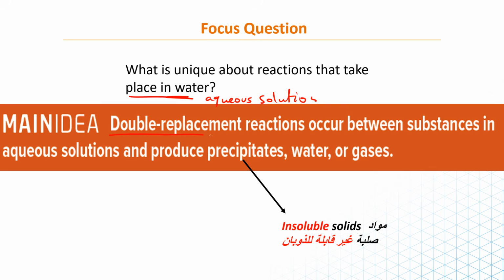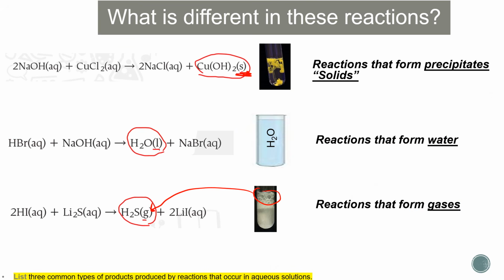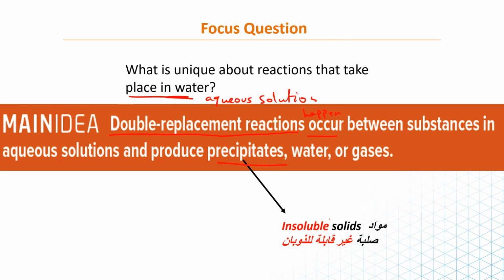So again, I told you we are talking about double replacement reactions. So double replacement reactions occur, meaning happen, between substances in aqueous solutions and produce a precipitate, a solid, like this, solid, okay, water or gases. Depending on the reaction I will either get a precipitate, water or a gas, or no reaction. Of course, a reaction may not happen, it doesn't have to, but if a reaction happens, one of these three is formed: either a solid precipitate or water or a gas.